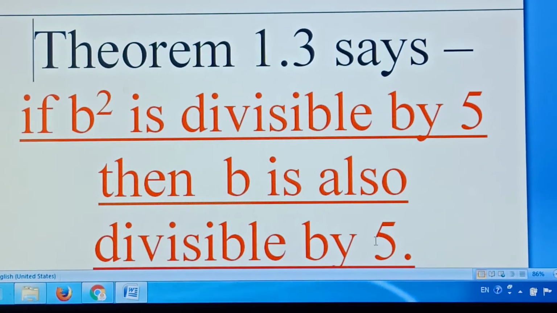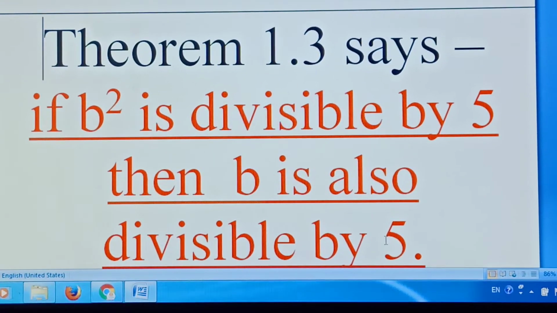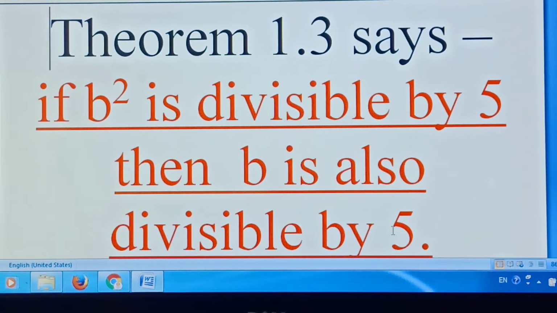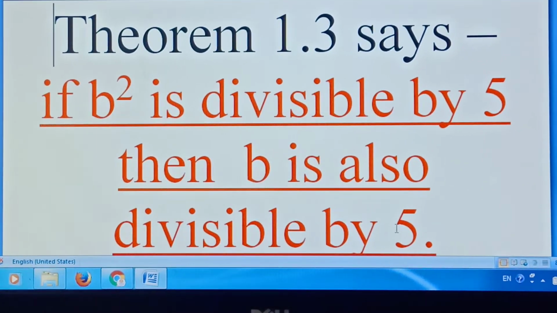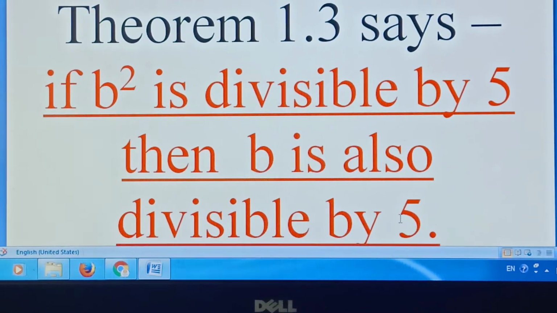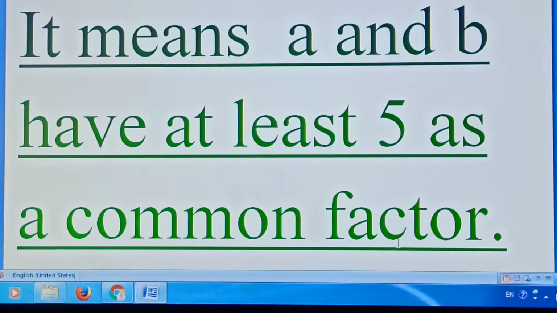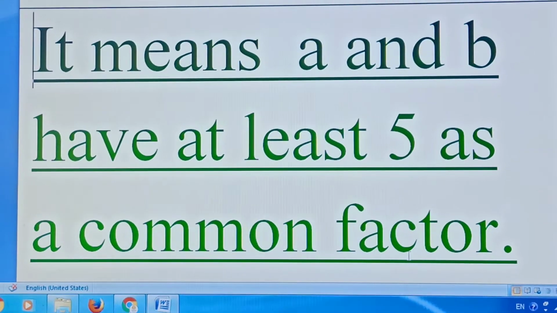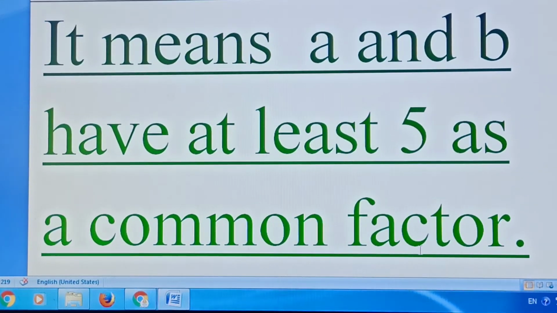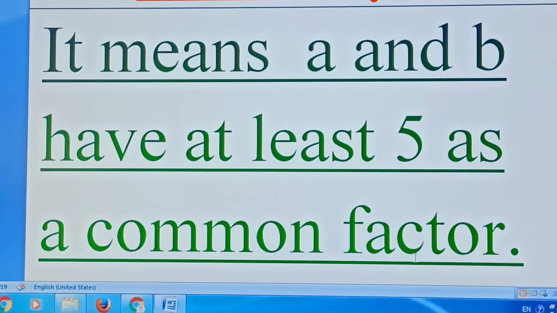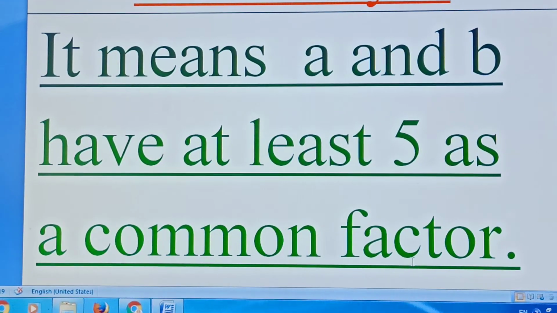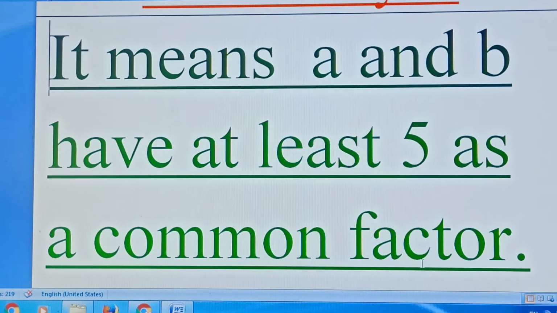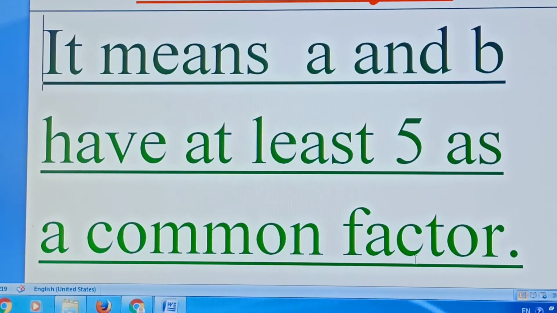Again, let us go for theorem 1.3. Theorem 1.3 says if b square is divisible by 5, then b is also divisible by 5. Previously we saw a is divisible by 5. Here we saw b is divisible by 5. It means a and b have at least 5 as a common factor.